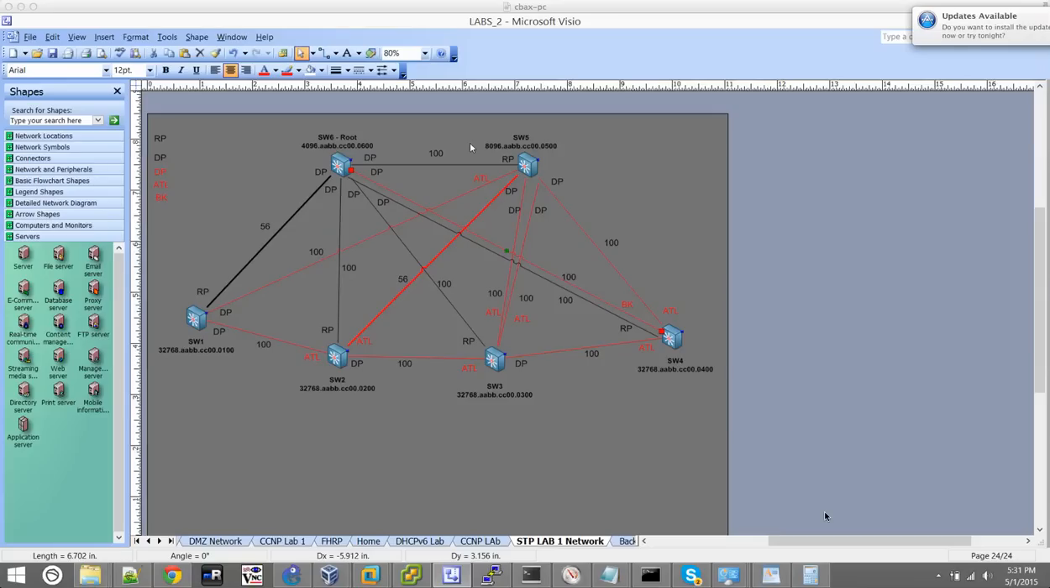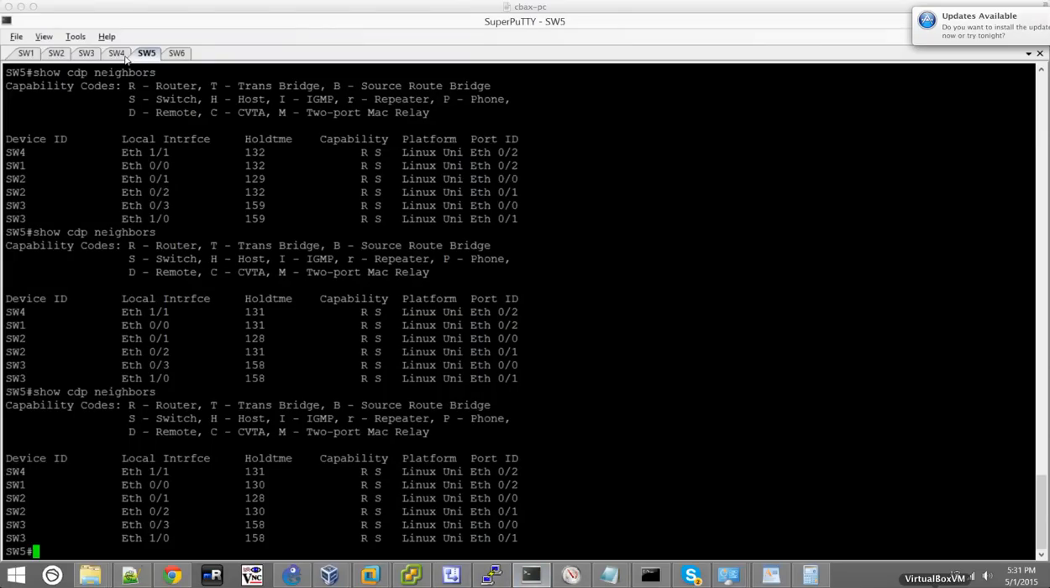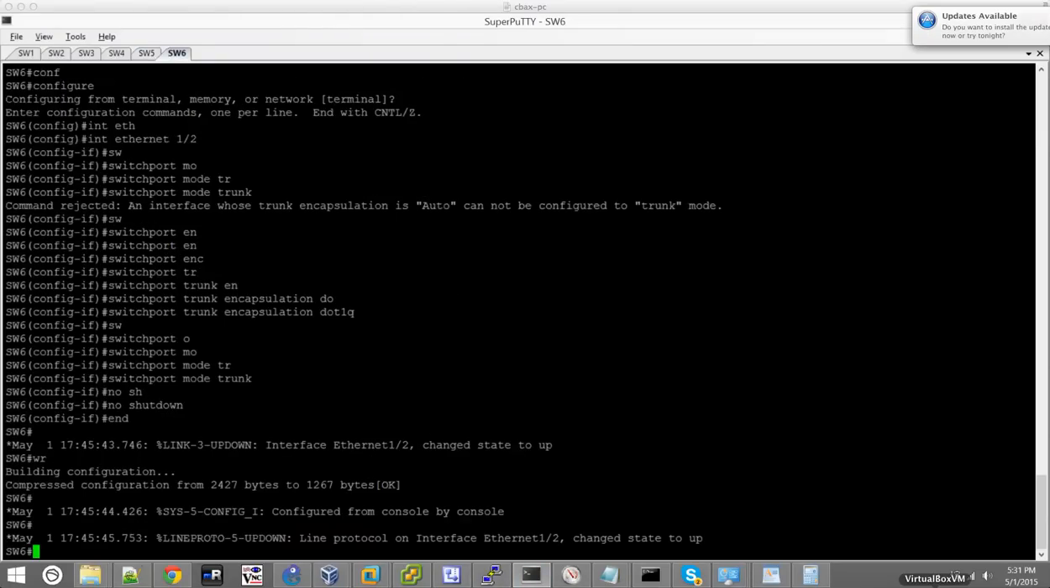You can have multiple spanning tree topologies for certain VLANs, or if you incorporate MSTP, then you can have one set of VLANs using switch 6 as the root, and one other set of VLANs using switch 5 as the root. So that's one of the pretty cool things about it. So let's go ahead and configure switch 6 to be the root, and then we'll make switch 5 the backup, the secondary root. So switch 6, we're going to make him the root.